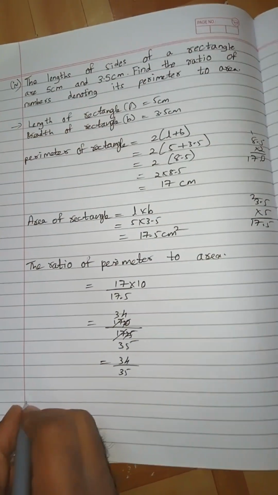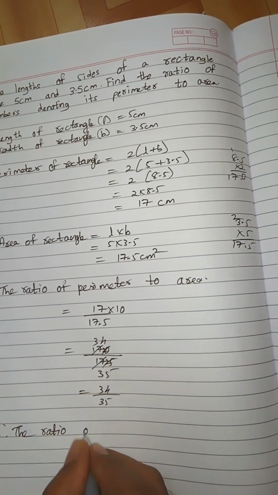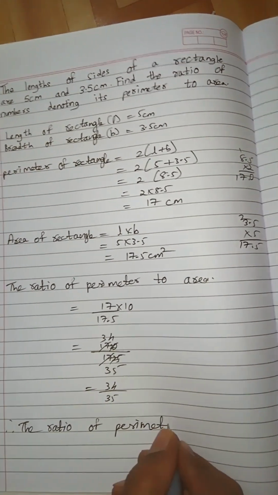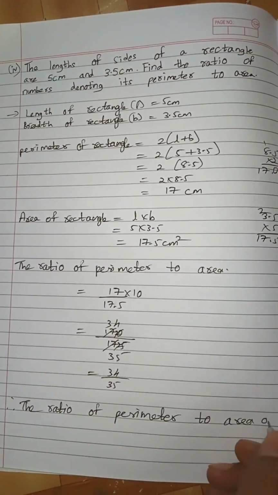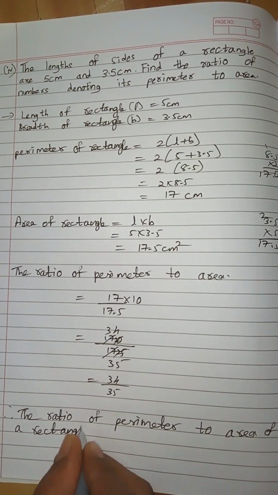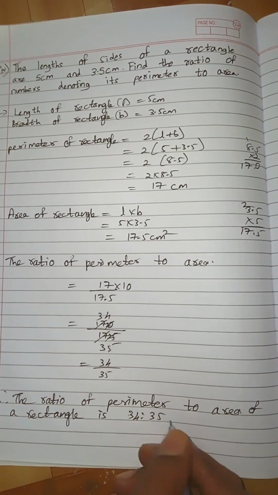Therefore, the ratio of perimeter to area of a rectangle is 34 is to 35.